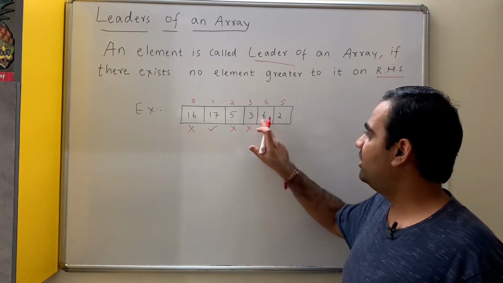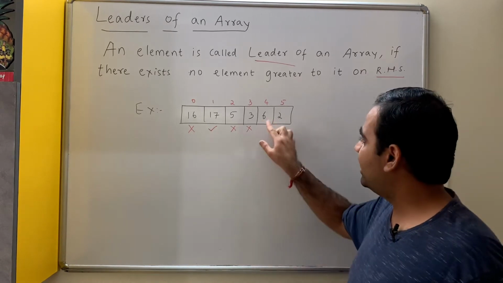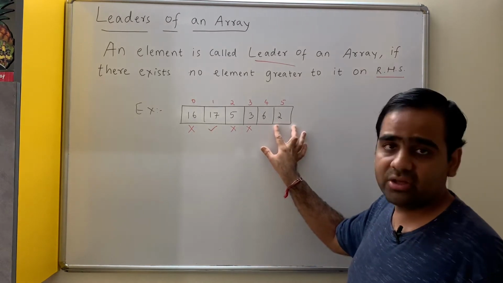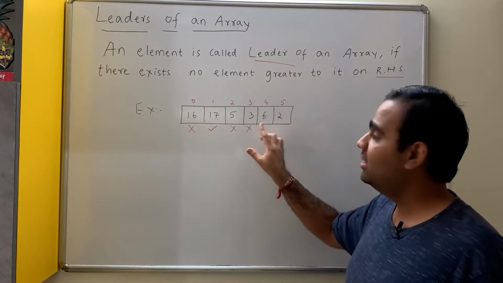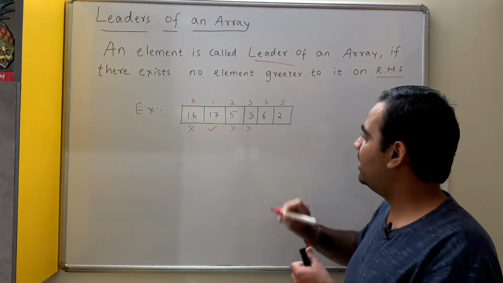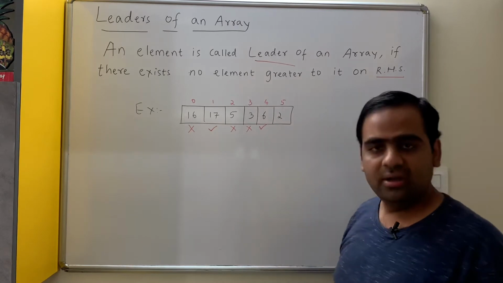Now let us see, is 6 the leader of an array? Is there any element greater than 6 on the RHS subarray? No element greater than 6 on the RHS subarray. Therefore 6 is leader of an array.